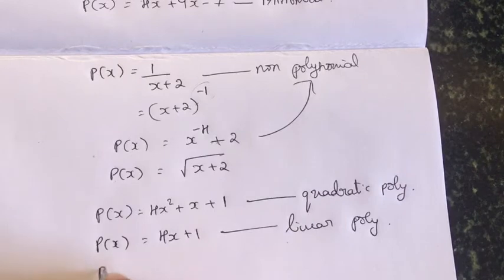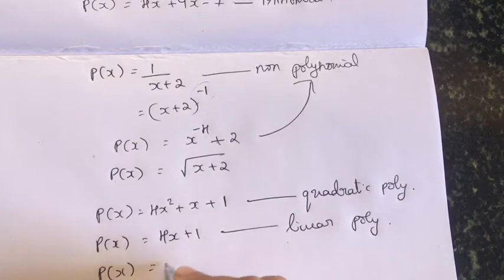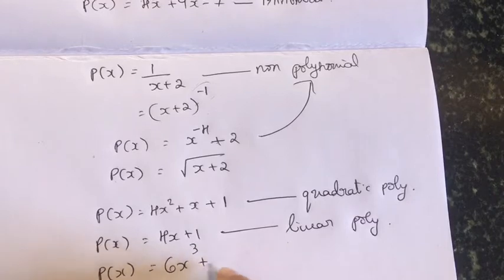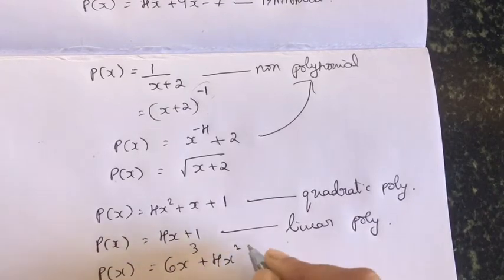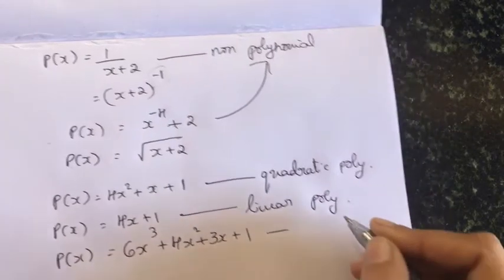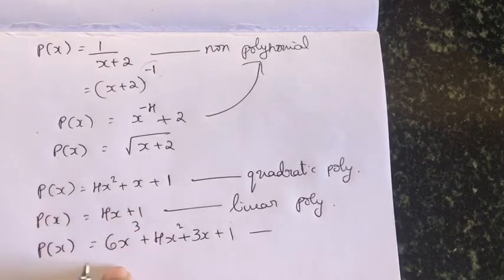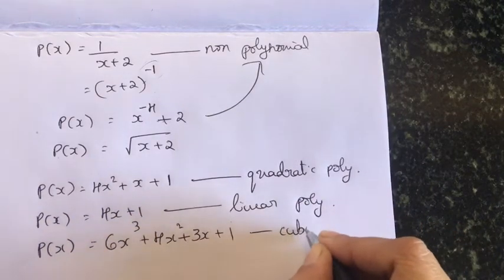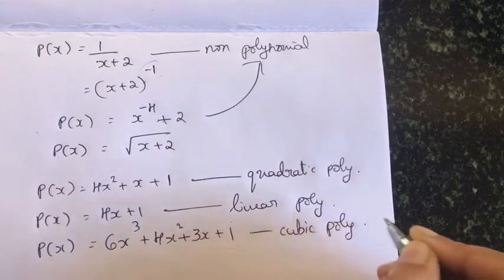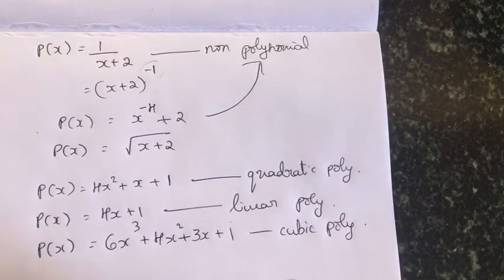A cubic polynomial has degree 3. Say 6x cube plus 4x square plus 3x plus 1. Then this is a polynomial of degree 3. Degree means the highest power of the variable, that is the degree of the polynomial, and here the degree is 3, therefore it is a cubic polynomial. Like that we define. If the polynomial has degree 4, then we define it as a quartic polynomial and so on.